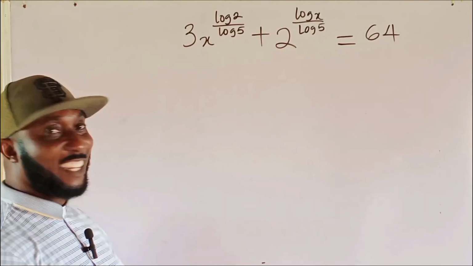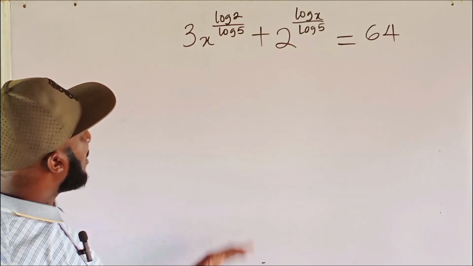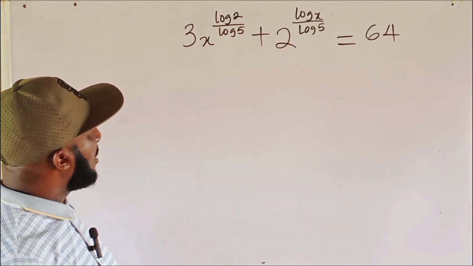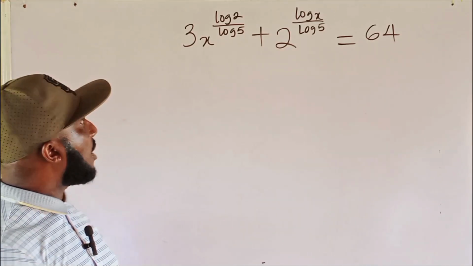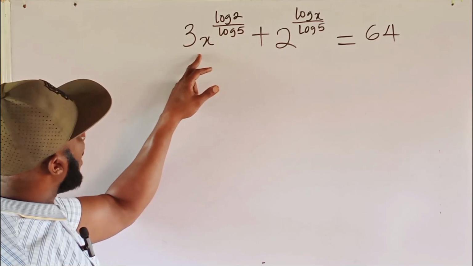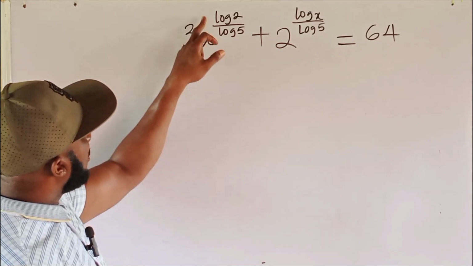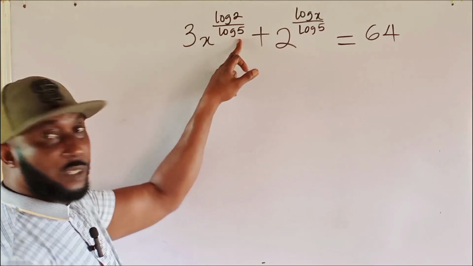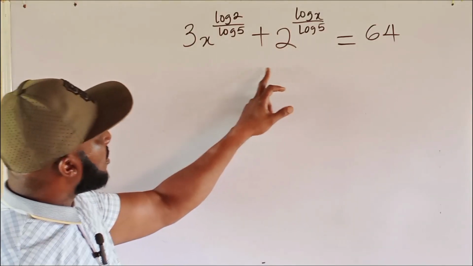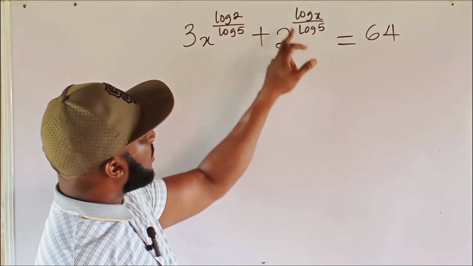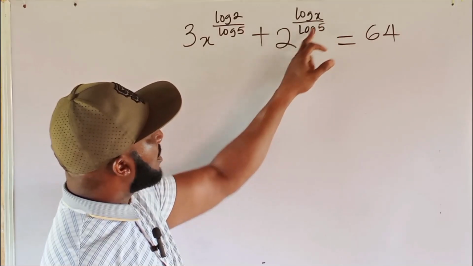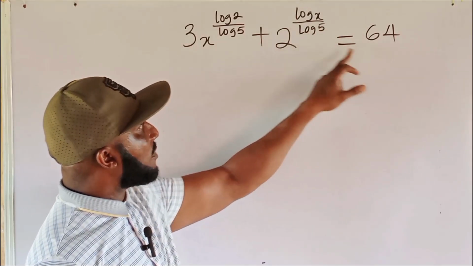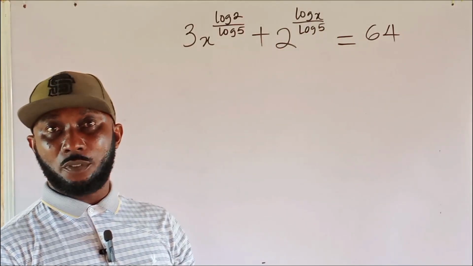I have an interesting challenge today. We are going to look at this weird-looking exponential equation. We have here 3 multiplied by 5 raised to the power of log of the argument 2 divided by log of the argument 5, plus 2 raised to the power of log of the argument x upon log of the argument 5. Everything equal to 64.